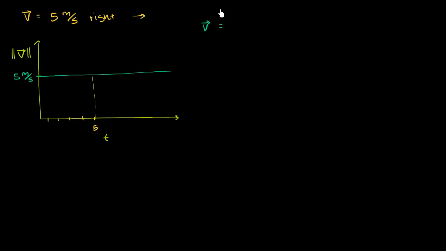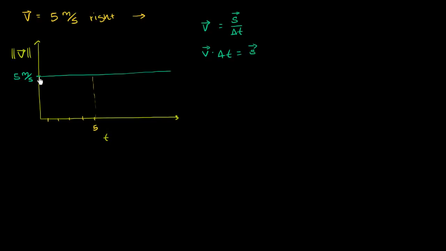is equal to displacement over change in time. And displacement is just change in position. So this is change in position over change in time. Or another way to think about it, if you multiply both sides by change in time, you get velocity times change in time is equal to displacement.